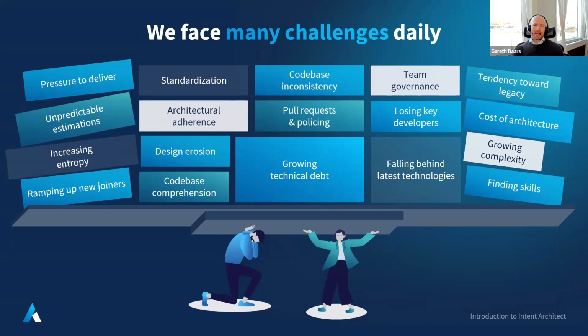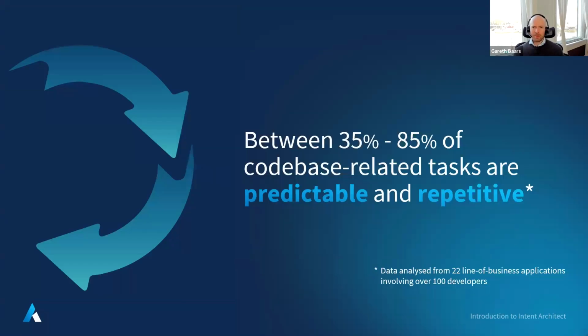But before we get into exactly how we address these challenges, I want to first share with you a key realization that we had over 10 years ago now. And that is that between 35 and 85% of the code base related tasks that we're doing as developers on a day-to-day basis are actually predictable and repetitive. And to understand this better, it does help to take a look at a few examples.